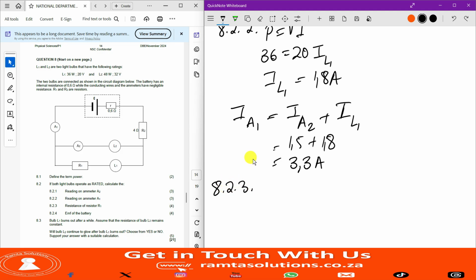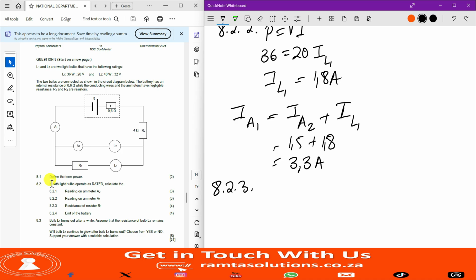8.2.3. Let's see now. We are on the 6th minute of 21. We are on the right track. Resistance of resistor R1. We already know the current flowing here, but we cannot really say we know the potential difference here. However, I for one think we know the potential difference here. Can we say that? I do not know. But also what we can try is this.